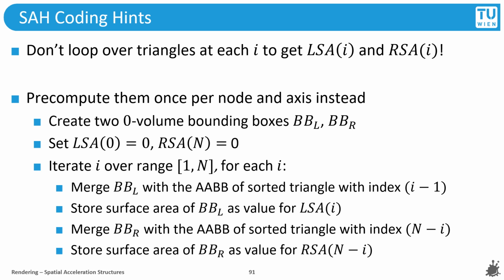And all that is left to do then is to iterate the index I over the range from 1 to n. And for each I, merge the BBL with the axis-aligned bounding box of the sorted triangle with index I-1. Store the surface area of BBL as the value for LSA of I. Merge BBR with the axis-aligned bounding box of sorted triangle with index n-I, and store the surface area of BBR as value for RSA of n-I.